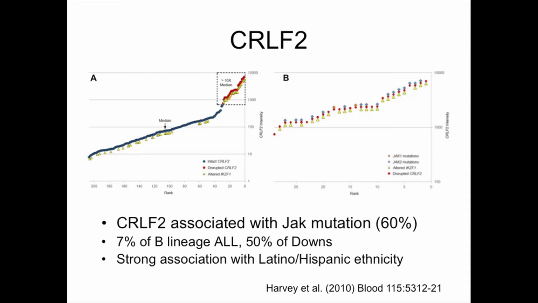CRLF2 mutations in particular are about 7% of B lineage ALL, but are 50% of patients with Down syndrome, so very high representation in that particular subset. And there's a very strong ethnic association with Latino or Hispanic ethnicity as well. So we see a lot more of these in the US than you do in Europe, for instance.